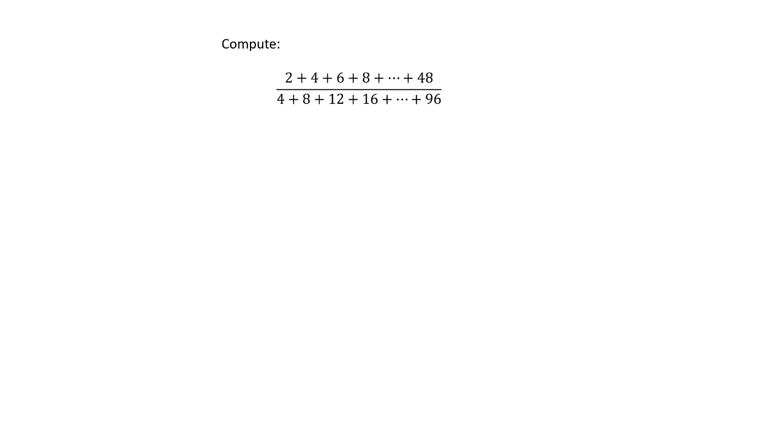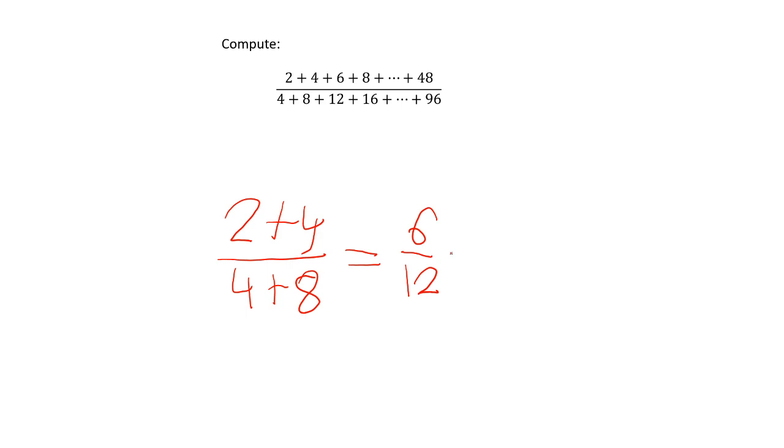So I notice this is an arithmetic sequence. That means I'll just keep getting multiples of 2 divided by multiples of 4. Now, let's just try computing a part of the sequence. So I'm going to compute 2 plus 4 over 4 plus 8. Now, this is just 2 plus 4 is 6, and 4 plus 8 is 12. We get 6 over 12, which is 1/2. And these are the first two.